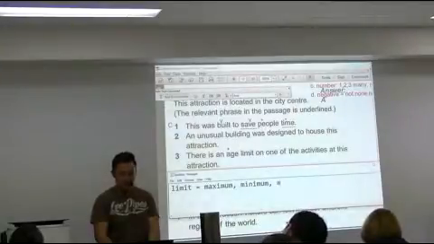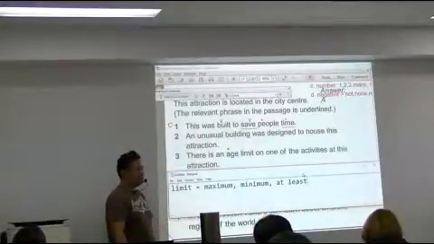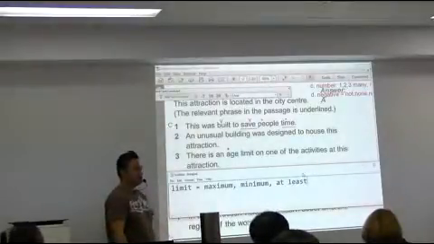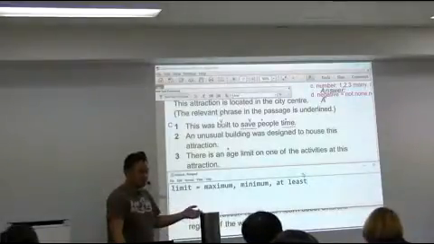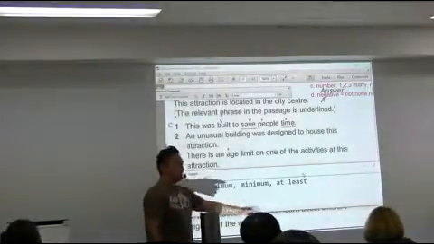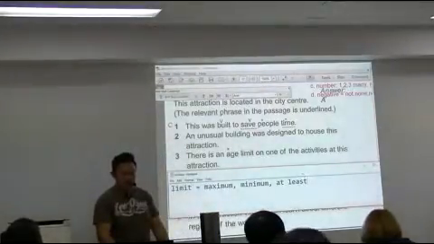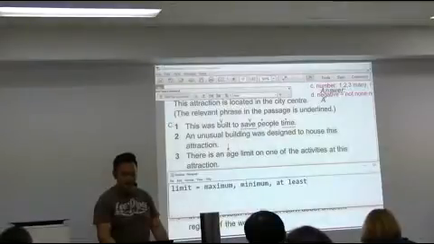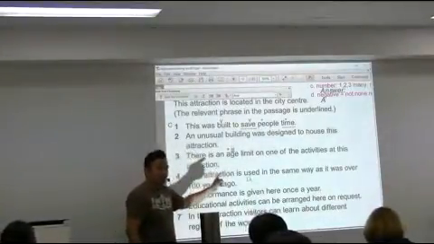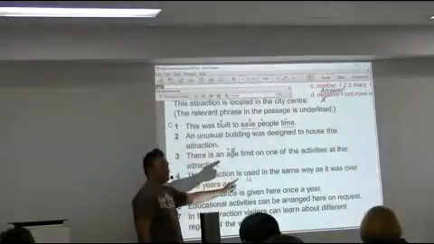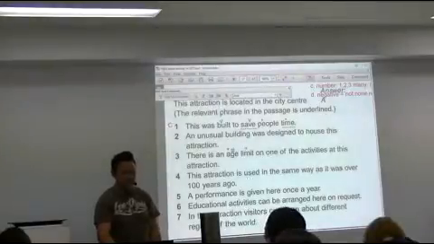And they also use this word, at least. Okay, that is limit. Everybody say maximum. Maximum. Minimum. At least. Good. So we have here, age is our marker, and age also means number, isn't it? Age is number. That's a paraphrase keyword. And limit is another marker.